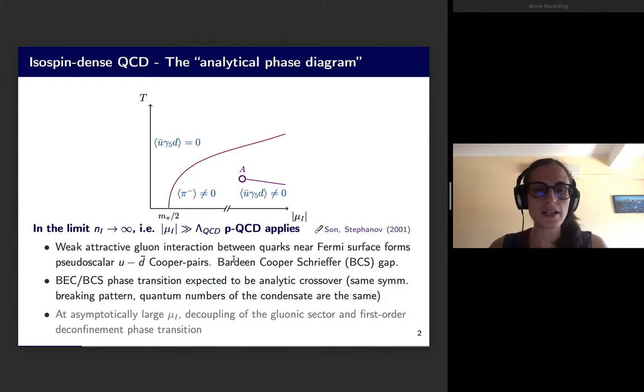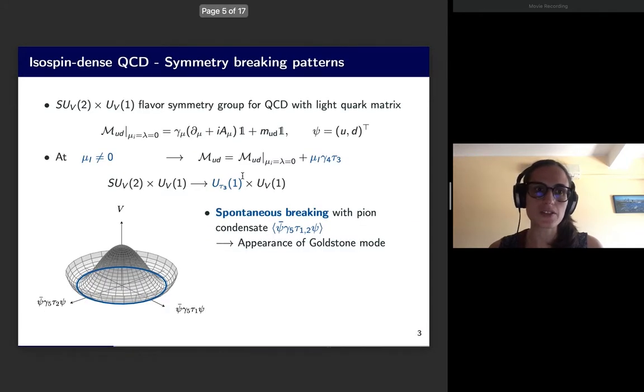And then there is one last point, which will not play a big role here: asymptotically, at even larger values of the isospin chemical potential, the gluonic sector decouples completely. And if that happens, then this is effectively similar to pure gauge. And we know that in that case, a first order deconfinement phase transition is to be expected. And therefore, you have this first order line that must end somewhere, because this decoupling is only effectively there at very, very large values of the chemical potential.